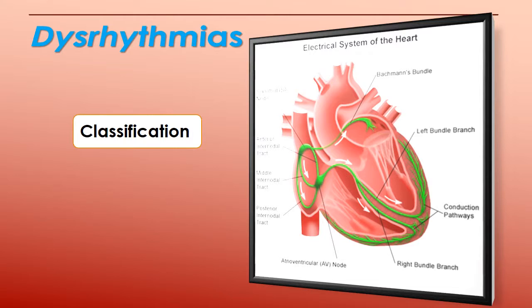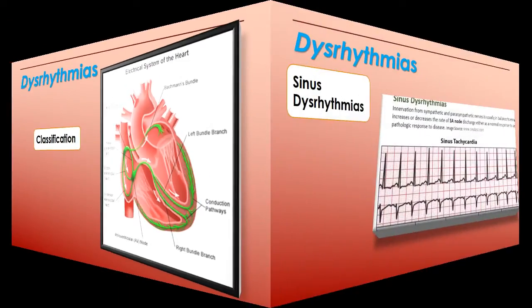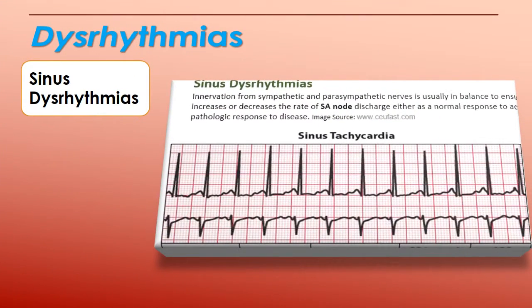We'll talk about sinus dysrhythmias first. After we talk about sinus dysrhythmias, we're going to talk about atrial dysrhythmias, and after that some ventricular dysrhythmias. After ventricular dysrhythmias, we're going to talk about some blocks. Okay, let's talk about sinus dysrhythmias first.